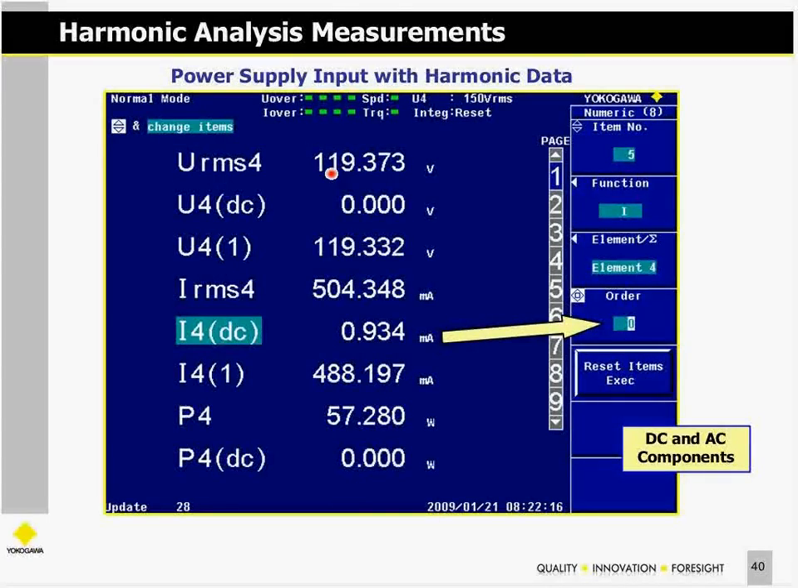On our display with some of the power analyzers, we can look at the true RMS value. We can look at the DC components. Here we did not have any DC voltage. And this is showing how we could measure the fundamental. So the true RMS is 119.373, and the fundamental is 119.332. Very little distortion. On the current, I got 504 milliamps. I do have some DC offset on this example, and my fundamental, see there's a difference between my fundamental and true RMS. Then I got my total power, and there's no DC power because there's no DC current or voltage.